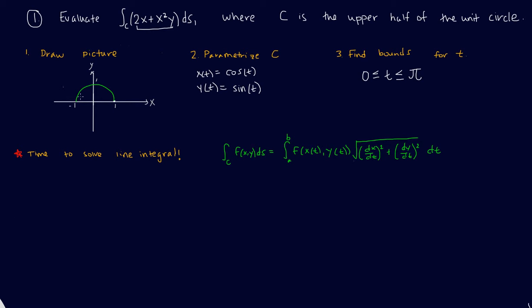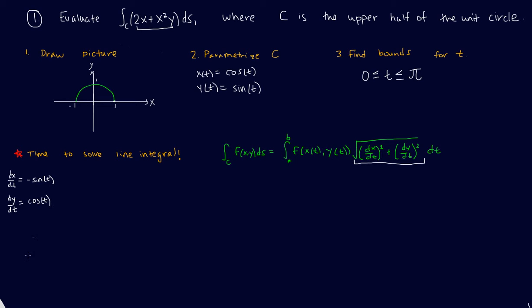Okay, so I've done all of these things, and now it's time to solve my line integral. Basically, I want to plug what I know, x of t and y of t, into this equation and then just evaluate the integral as usual. So I'm going to start by figuring out what the square root term is. So I'll find dx dt and dy dt. Well, let's go back to our equations for t. X of t is cosine of t, so x prime of t is negative sine t. And what about y? Well, y is sine t, so y prime of t is cosine t.